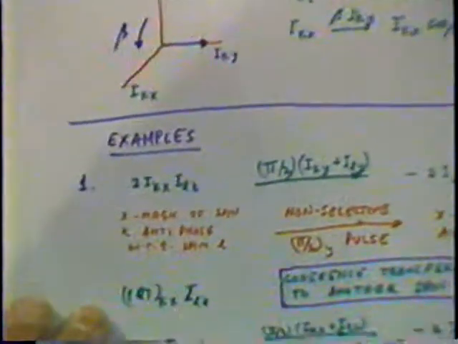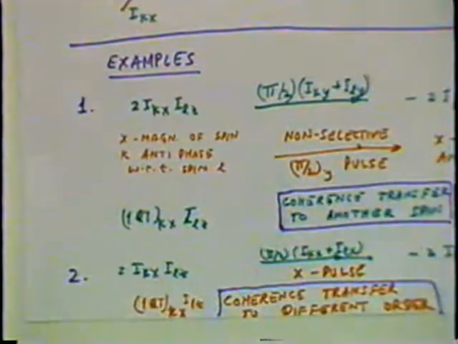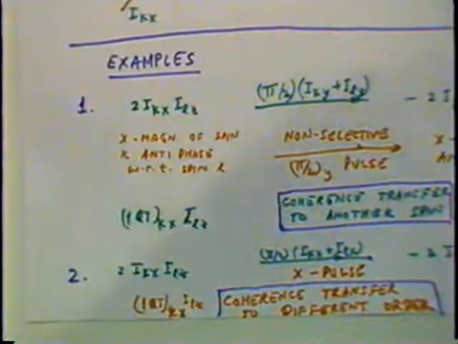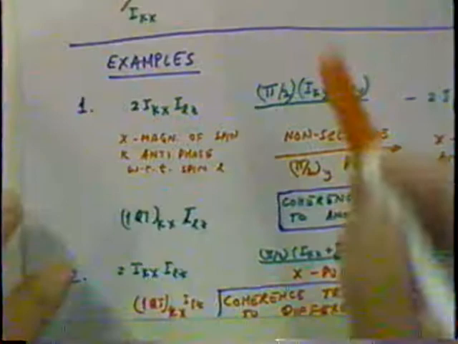All right. And what does it do to these operators? To the single spin operators, it is straightforward. If you have IKX and you apply a pulse along the x-axis, nothing happens to it. If you have an IKY operator and you apply a pulse along the y-axis, nothing happens to it. Okay, that you anyway remember.